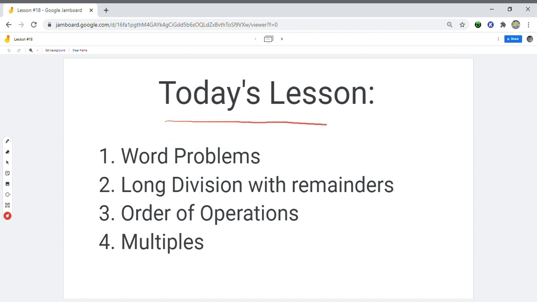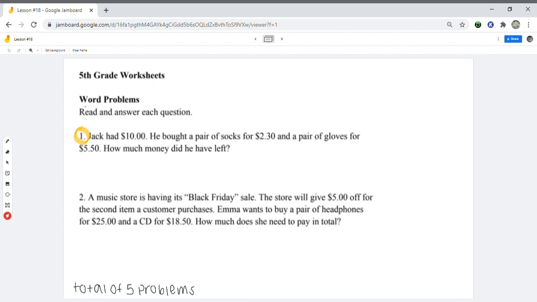Hello, fifth graders. Today we're going to go over word problems, long division with remainders, order of operations, and multiples. So for the first one, it's going to be word problems. It says read and answer each question.